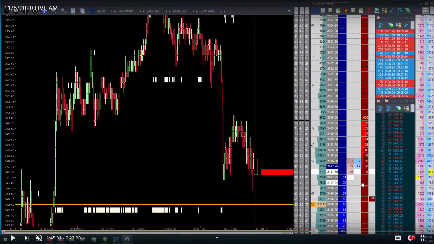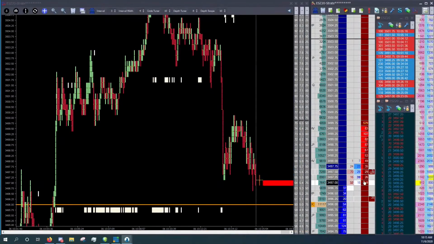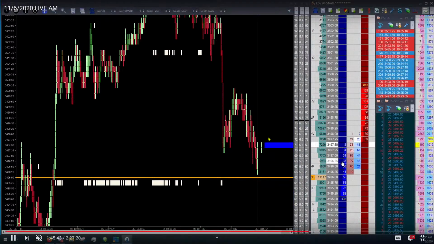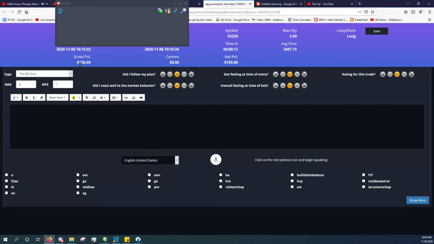So the tape just wasn't there. See, I'm trying to cut it. Oh shit, I think I flatted that one out. Otherwise, that would have been like 150, I think. I'm pretty sure I flatted that out. No, that was a full stop right there. Full stop on that one. That was a full stop. Shit. All right.